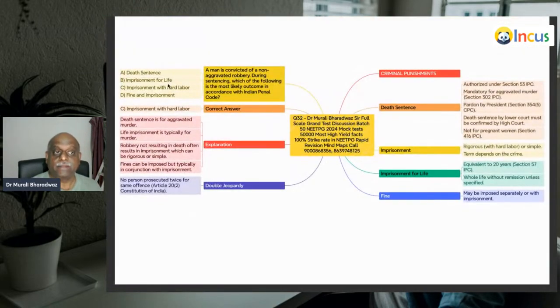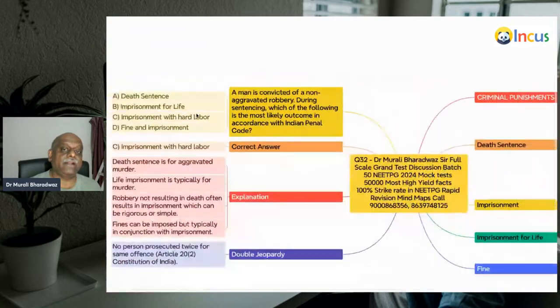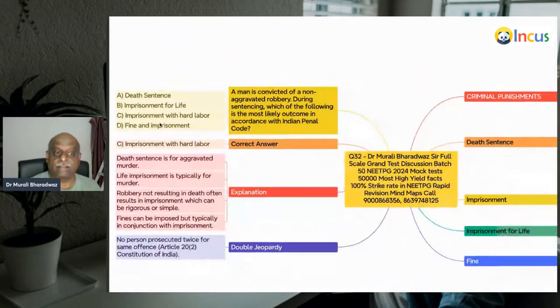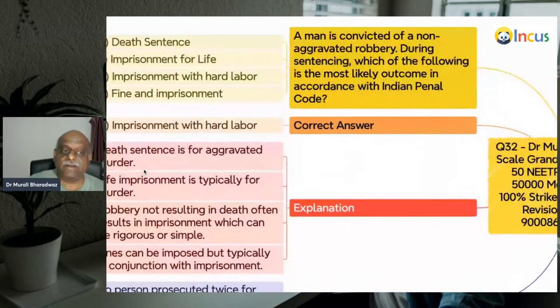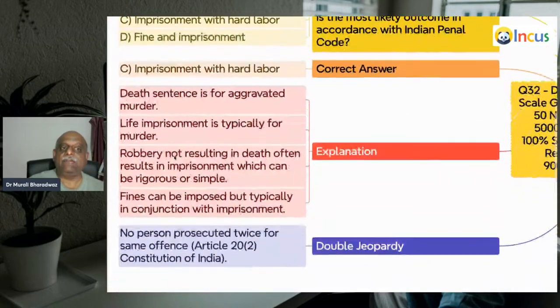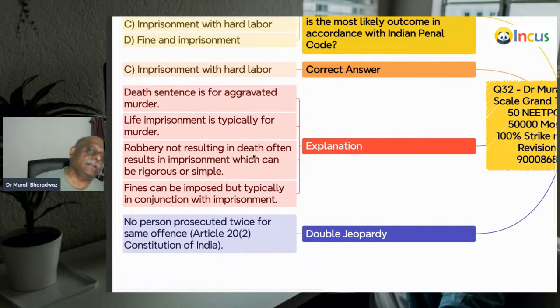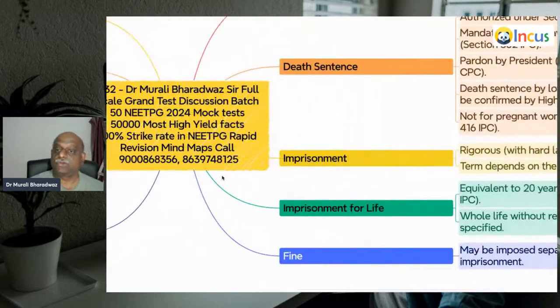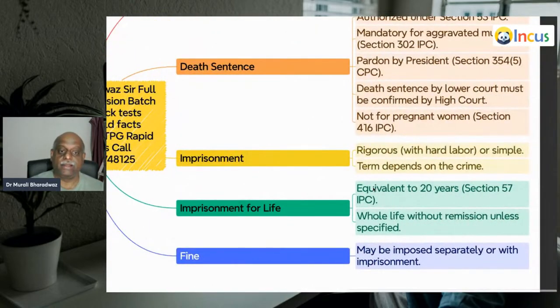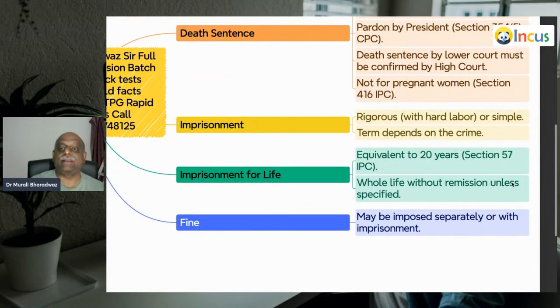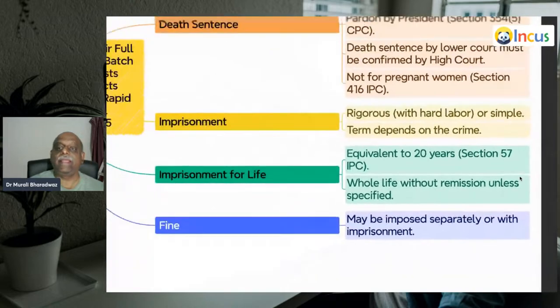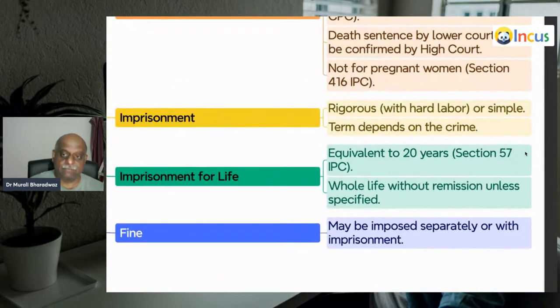Good doctor. Next, a man is convicted for non-aggravated robbery. So, death sentence is for aggravated murder. Life imprisonment is also typically for murder. Robbery not resulting in death often results in imprisonment, which can be rigorous or simple. So, you should know imprisonment for life means equivalent to 20 years under Section 57 IPC.